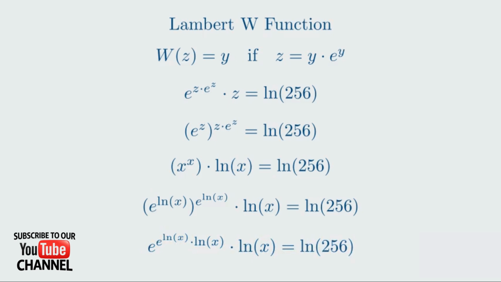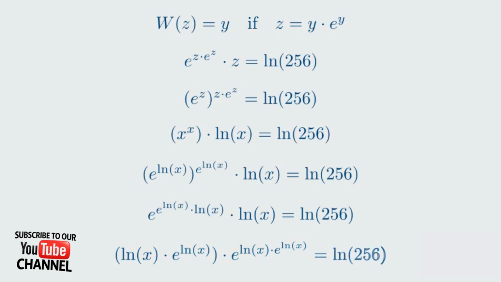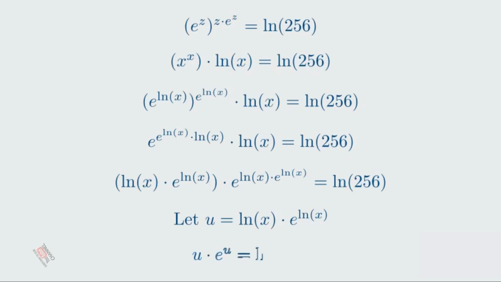Let's rearrange this. Let's group the terms to look like y times e to the y. We can write it as ln x times e to the power of ln x equals ln 256. This is getting close. Let's make a new substitution. Let u equal ln x times e to the ln x. Our equation simplifies to u times e to the power of u equals ln 256.